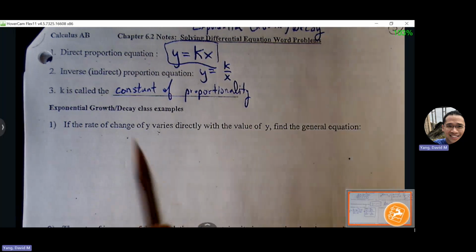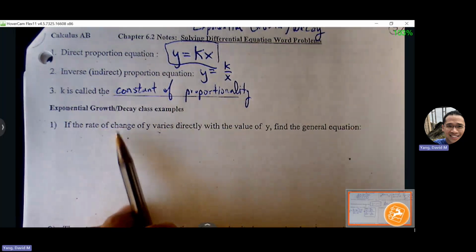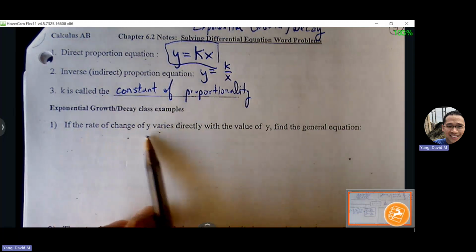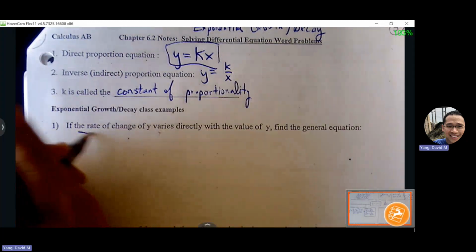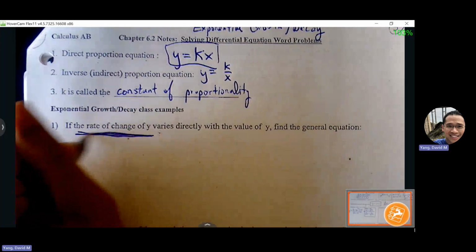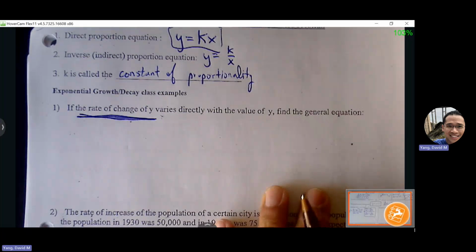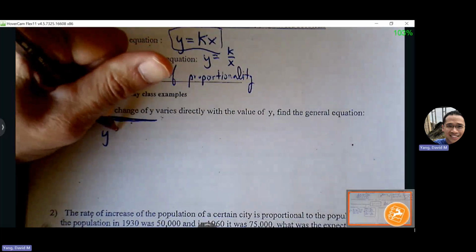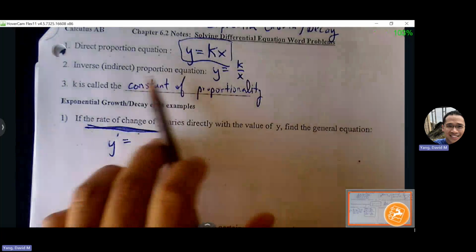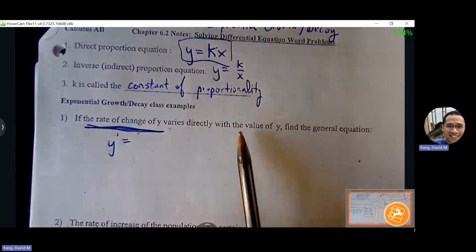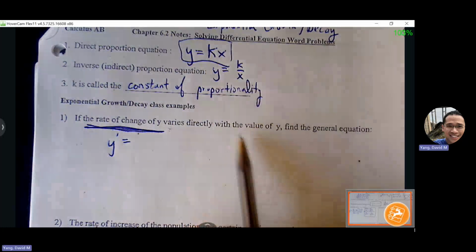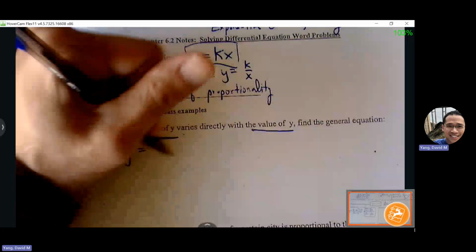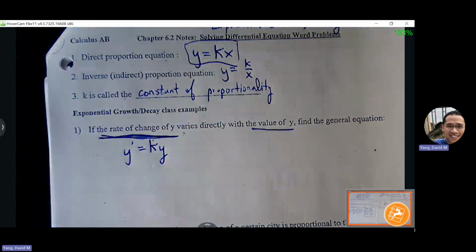Okay, so this is really the only calculus that's going on. Once we build this general equation, it's the one that keeps showing up. It says if the rate of change of y, what variable can we call this? Y prime. So y prime varies directly with the value of y. That means direct proportion, so y prime equals k times y.